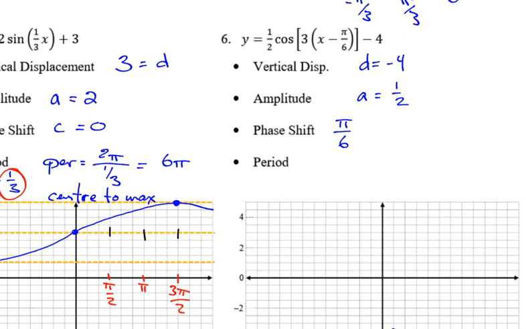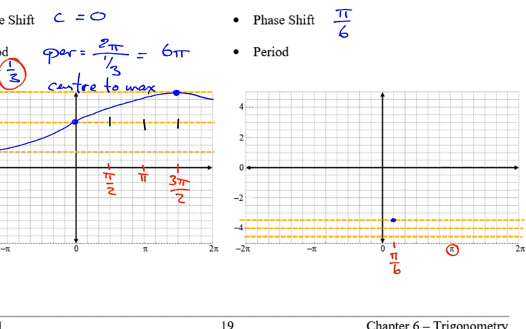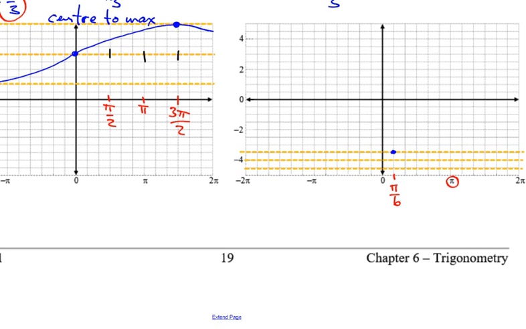Then I'm going to look at the period. B is 3, so my period is 2 pi over 3. Well, again, looking at my scale, since one grid line was 1/6, my next grid line would be 2 pi by 6, which would be pi by 3.